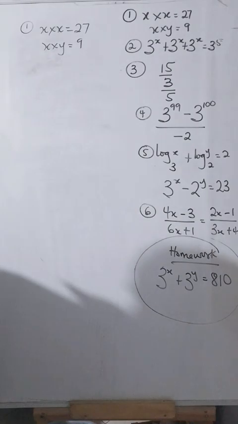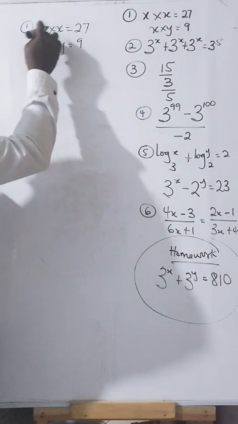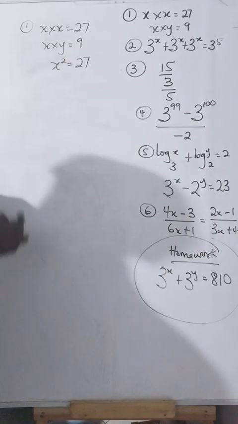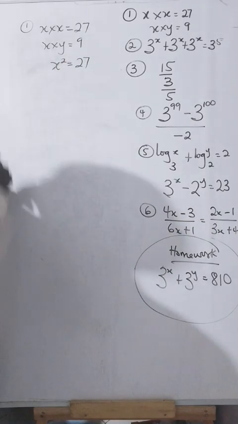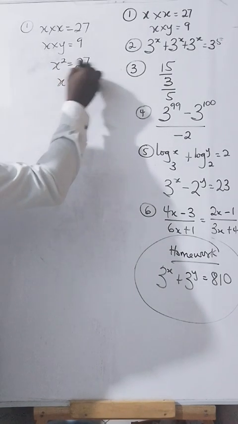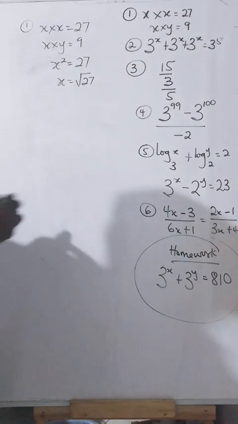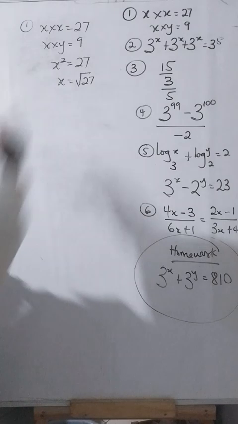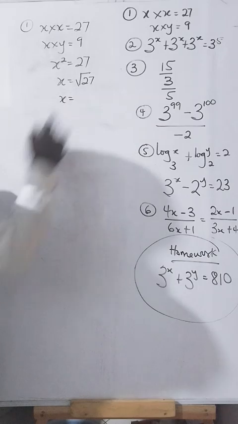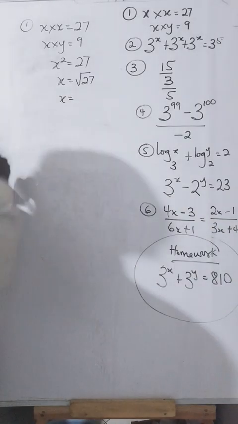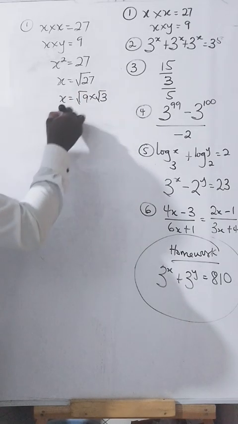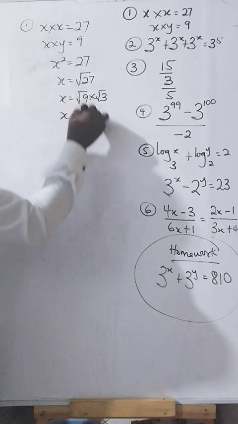Right, so with this particular question, the first one, x times x equals 27. Obviously, you have to find the square root of 27. So x equals square root of 27. And 27 is not a perfect square number, so you can expand it so that it becomes root of 9 by root of 3. So this x equals 3 root 3.